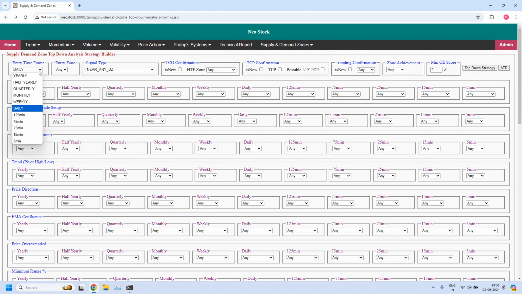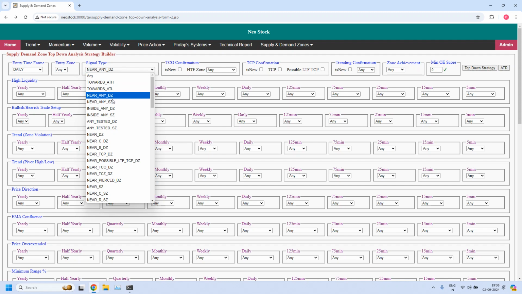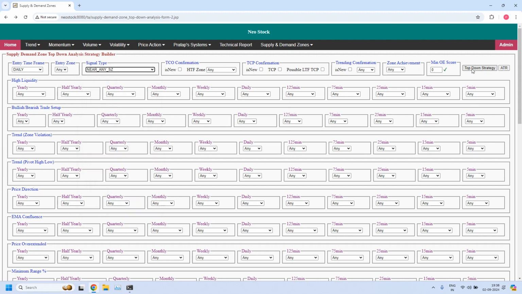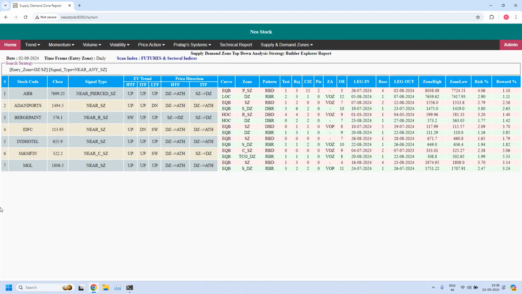Next report for daily time frame. Let us find the stocks near daily supply zone. 7 stocks are filtered. Let's verify any high liquidity daily supply zones are available. Berger Paints is having a daily high liquidity supply zone already tested 4 times. So you need to look for a fresh fine-tuned 5-minute zone to plan your trade.